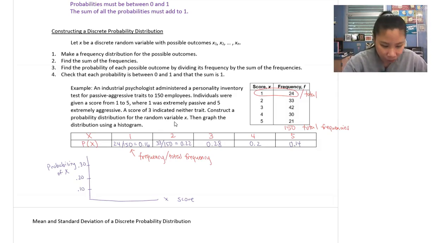So then when we make our bars for a histogram, remember, all the bars need to touch. We're using our x values of 1, 2, 3, 4, and 5. And for our first probability, it was 0.16 for a score of 1. So that's about right here.